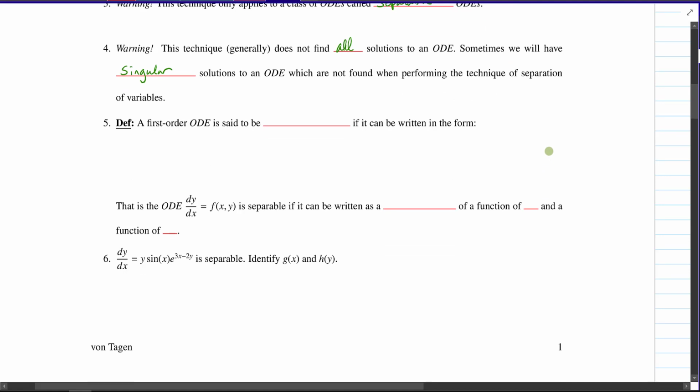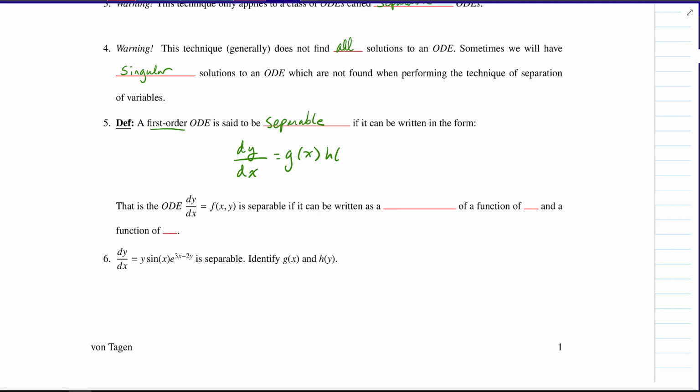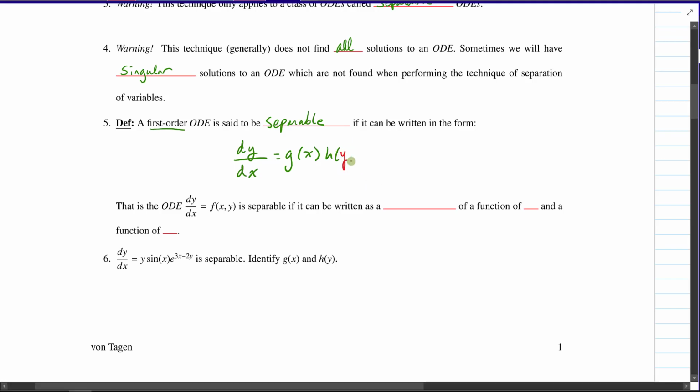A first order ODE, and I'm only applying this to first order ODEs, is said to be separable if it can be written in the form, and here I'll use y as the dependent and x as the independent variable, dy dx is equal to g of x times h of y. If you wrote h of x, that's a huge mistake, folks. Let me highlight that mistake in red.